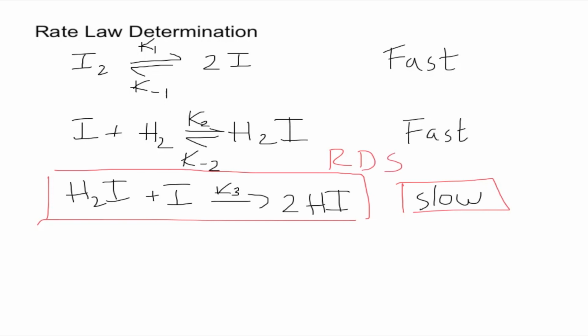Now the second step is to write the rate law for the rate determining step. So we're going to look at this step right here, and we want to write the rate law corresponding to that. So for this particular step, our rate law would be R is equal to K3 times the concentration of H2I and the concentration of iodine, I.